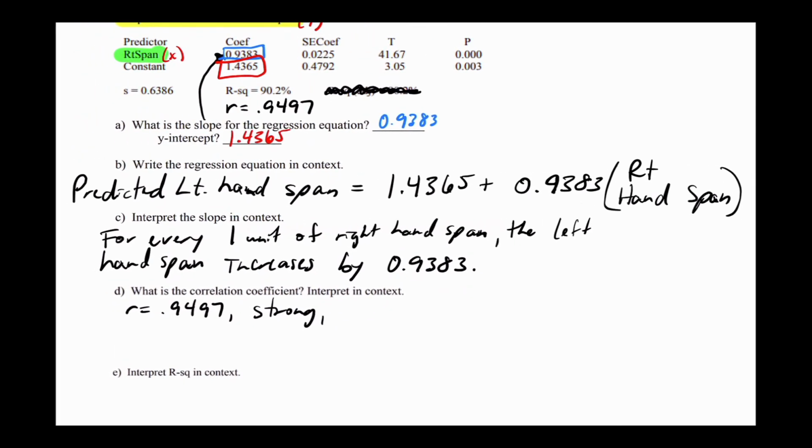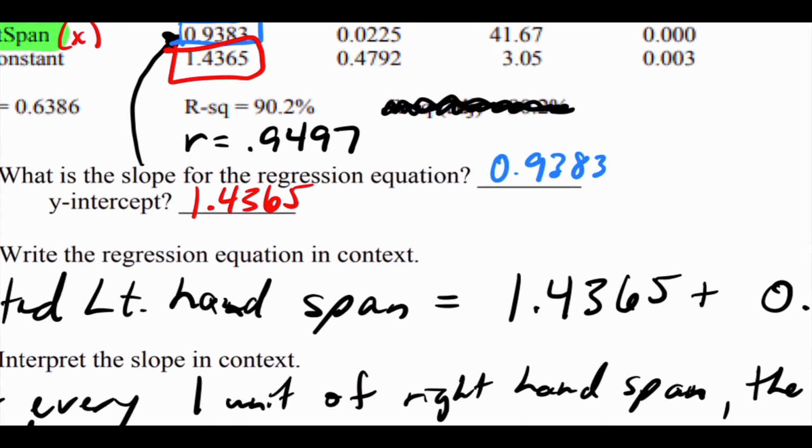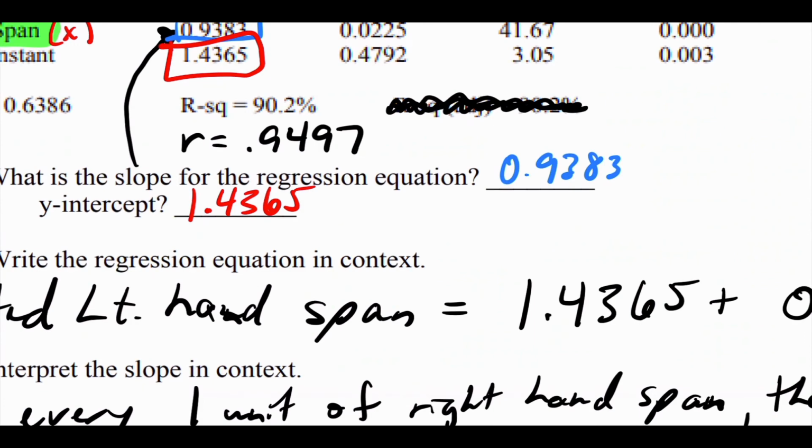Is it positive or negative? It's positive, but be careful because this number R squared is always positive because you square it. This number here can be negative as well. If you take the square root of this, you're always going to get a positive, but that doesn't necessarily mean this guy's going to stay positive, right?